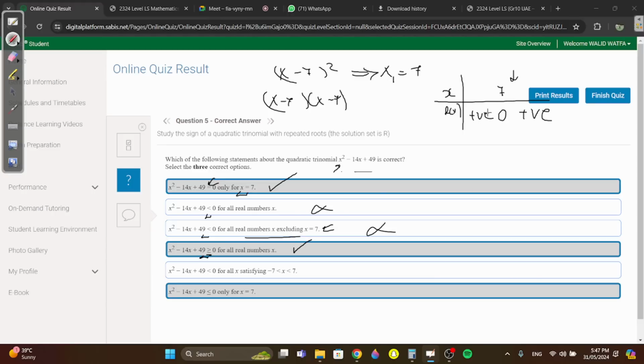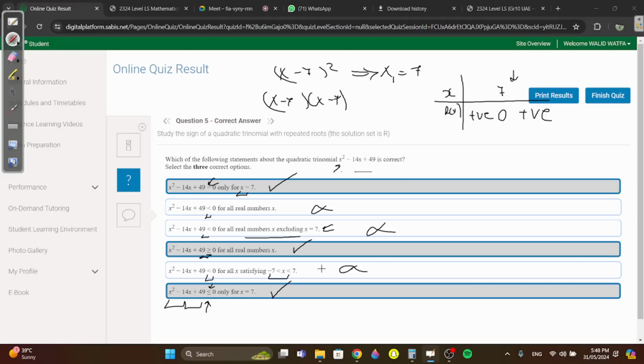It's always greater than 7 or equal to 7 in this case. Sorry, greater than 0 or equal to 0. Then it's less than 0 for in between -7 and 7. That's just wrong. There's no -7, there's no negative here, so it's wrong. X squared minus 14x plus 49 is less than or equal to 0 only for x equals 7.